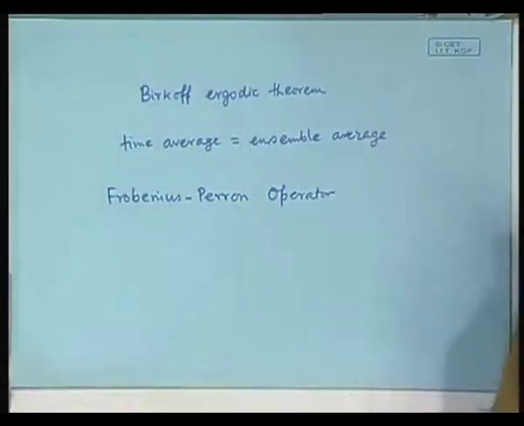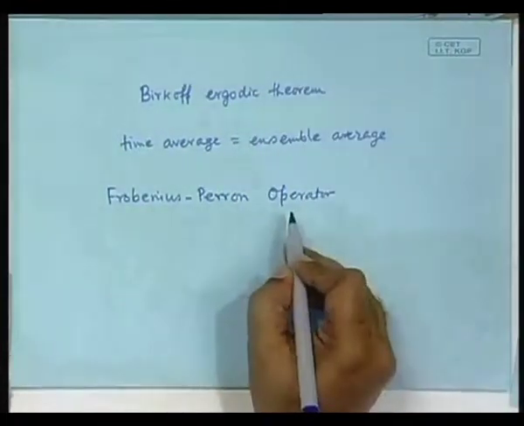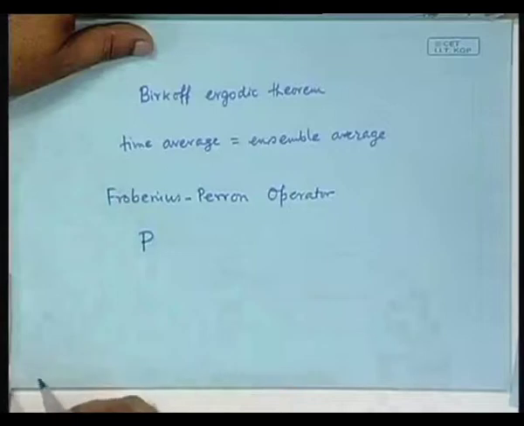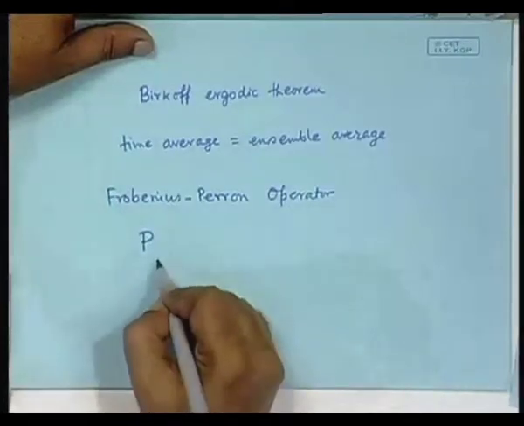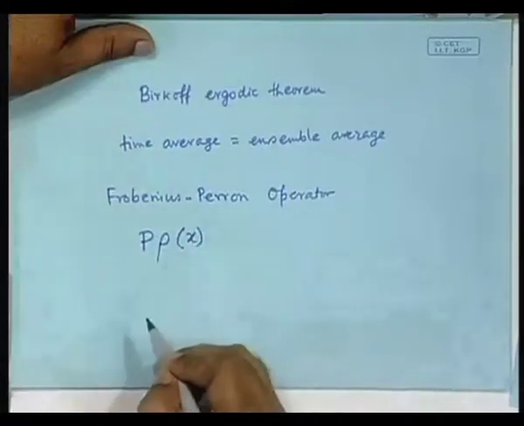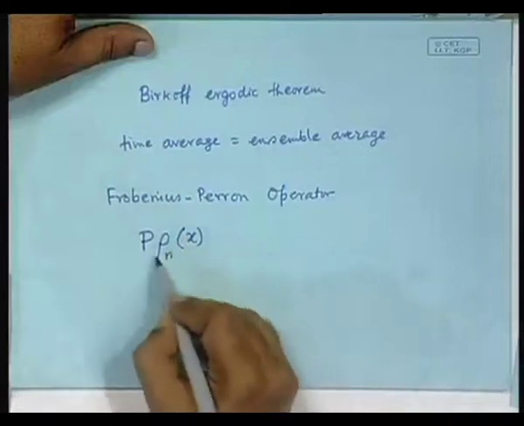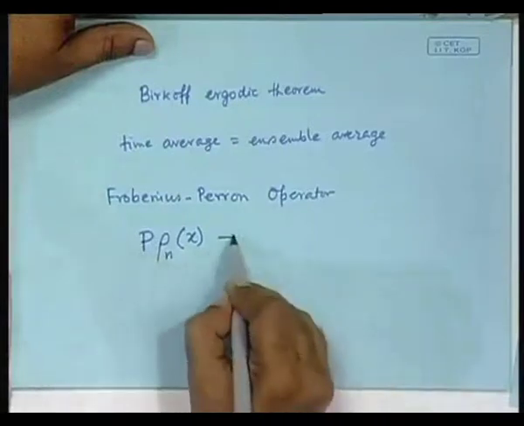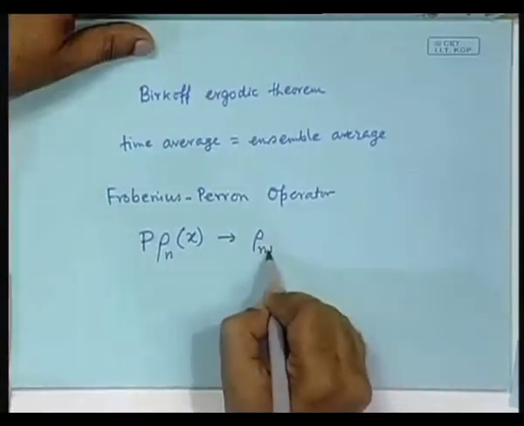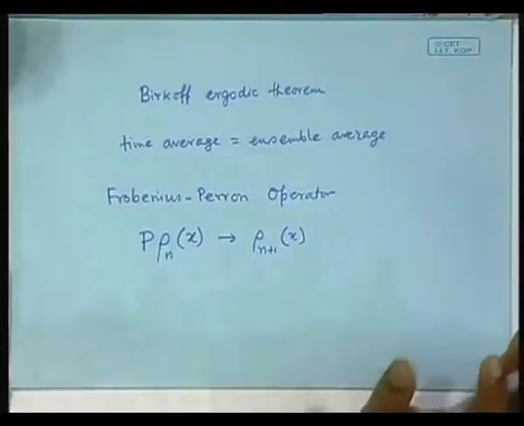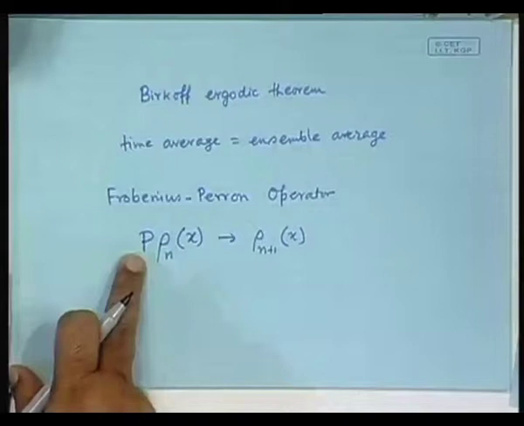Okay. So what is a Frobenius-Perron operator? Suppose it is defined by the function P, which when operated on rho n of x, this is the density in the nth iterate, if you operate this operator P on it, it will give me rho n plus 1 of x. Okay. And the invariant density is the fixed point of this operator P.